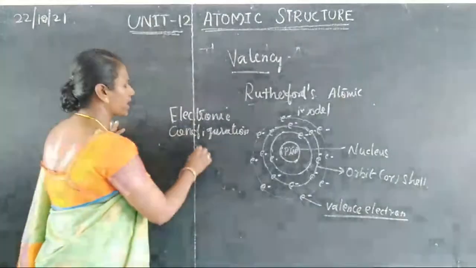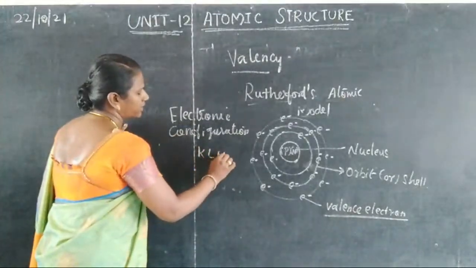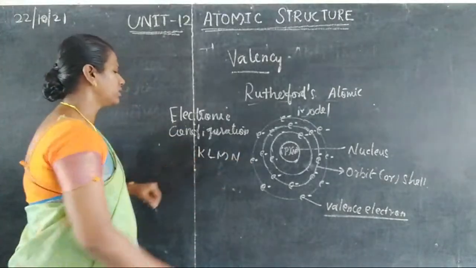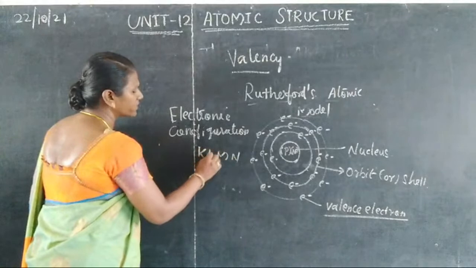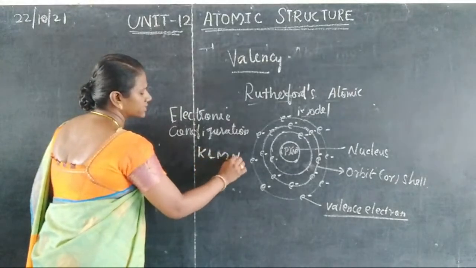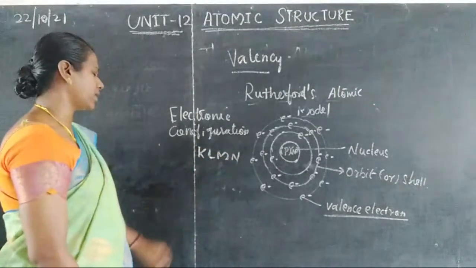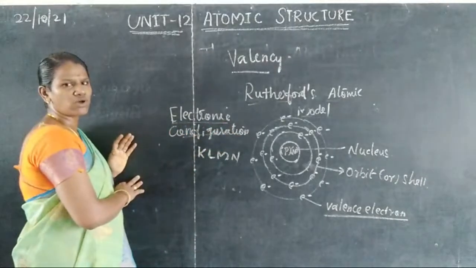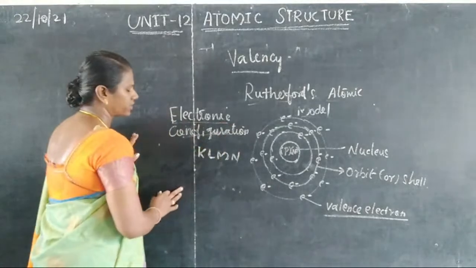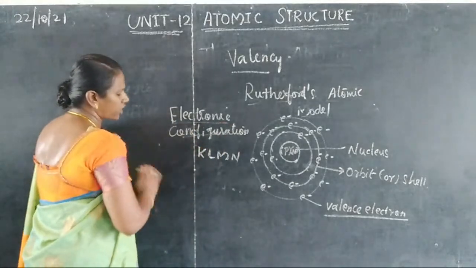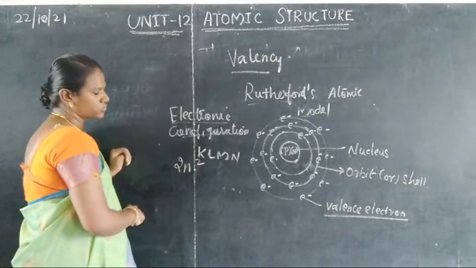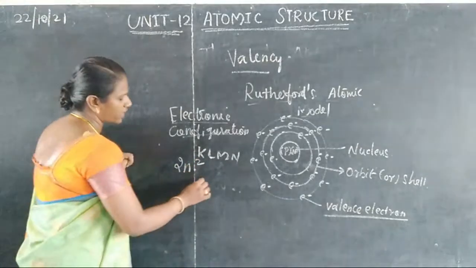That is, they are K, L, M and N. These are the four principal orbits around the nucleus in an atom: K, L, M, N. Electronic configuration is nothing but the arrangement of electrons in an orbit. The number of electrons an orbit can hold is given by the formula 2n square.